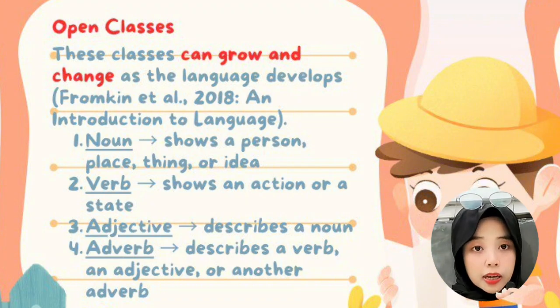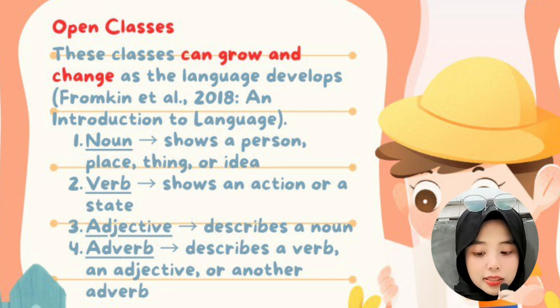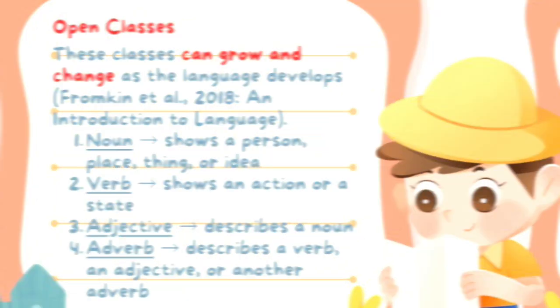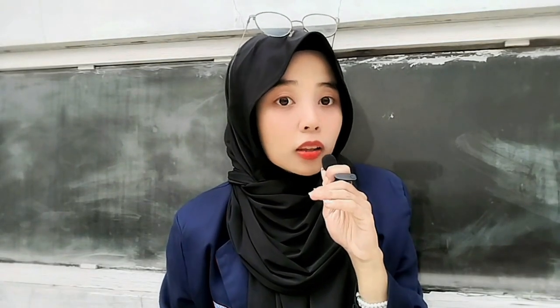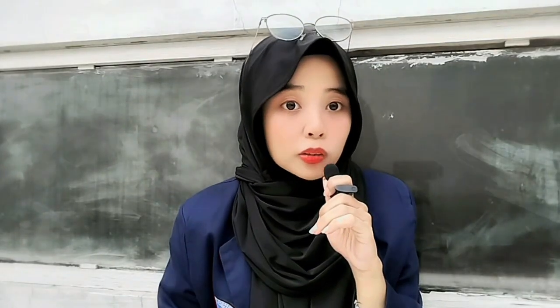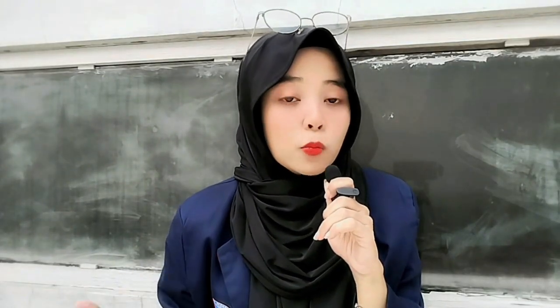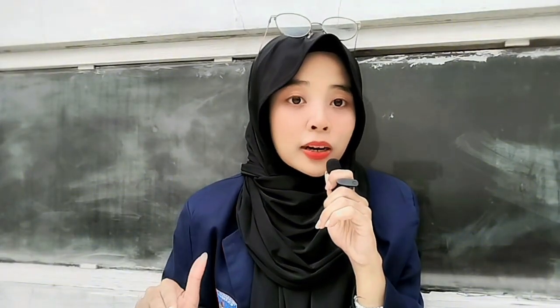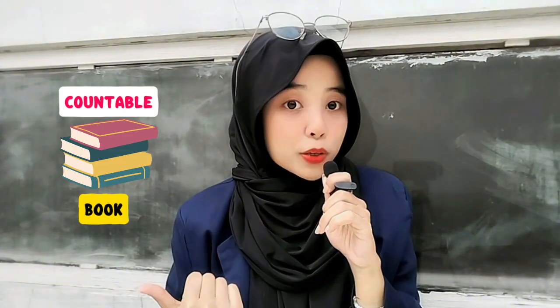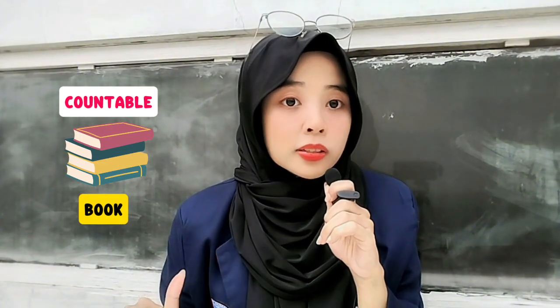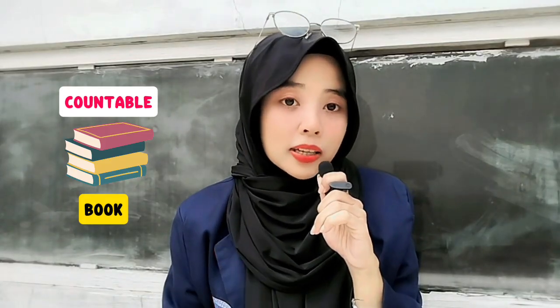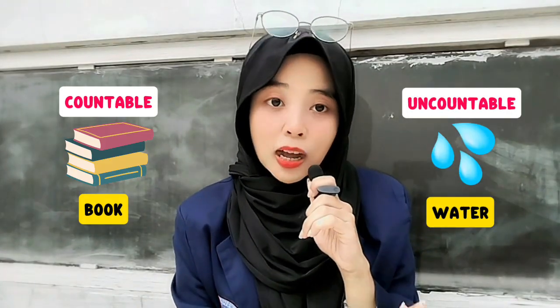There are four kinds of open classes. The first is noun, which shows a person, place, thing, or idea. For your information, there are a lot of types of noun. The first is countable and uncountable. If you can count the noun, or if you can count one thing, it can be classified as countable, like book. But if you cannot count the thing, it can be classified as an uncountable noun.